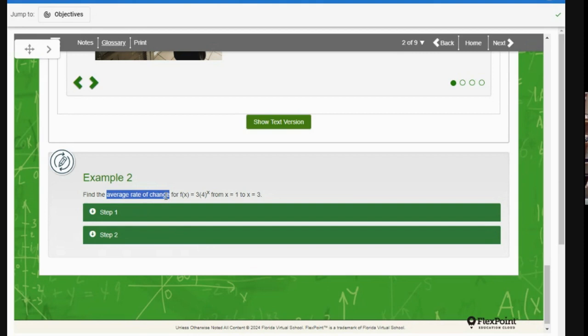I'll give it to you. It's the slope. What's the slope? That's the average rate of change. How much does it change from here to here? That would be the slope. We're going to look at that on paper here.